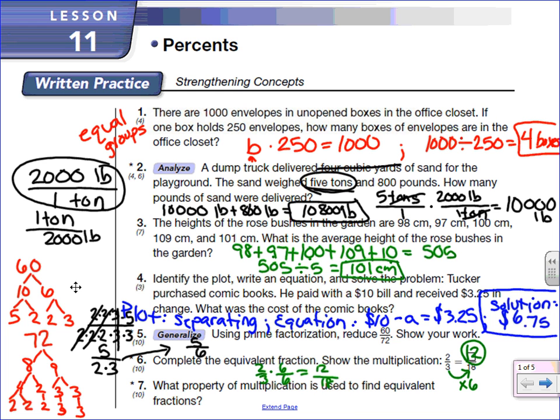And that leads us into our next problem that asks, what property of multiplication is used to find equivalent fractions? Well, they're referring to this right here. We're multiplying by 1, so we're not changing the fraction at all, and that's called the multiplicative identity. And that says that anytime you multiply a number by 1, you get that same number back.